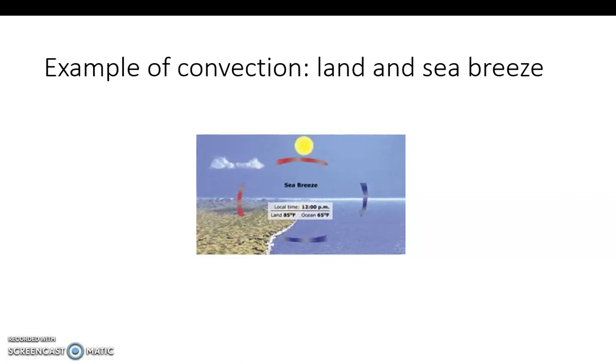If you stay by the beach during the daytime, you are going to feel this cool breeze blowing across your face. You can try going to the beach on Saturday to experience land and sea breeze.